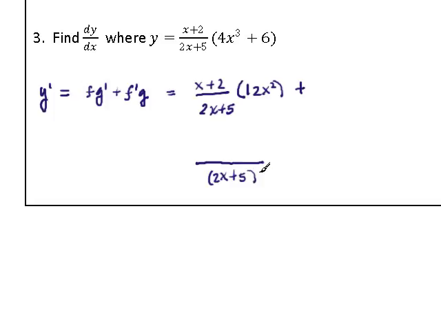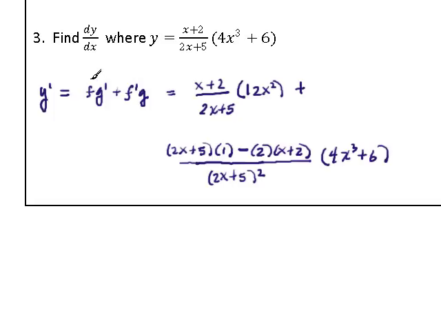Square the denominator. We're doing the quotient rule. Put the denominator here. Multiply by the derivative of the numerator, which is just 1, minus the derivative of the denominator, that's 2, times the numerator. Okay, so all that was the f prime. All right, and then we have to multiply by g. So we're just going to multiply by 4x cubed plus 6.